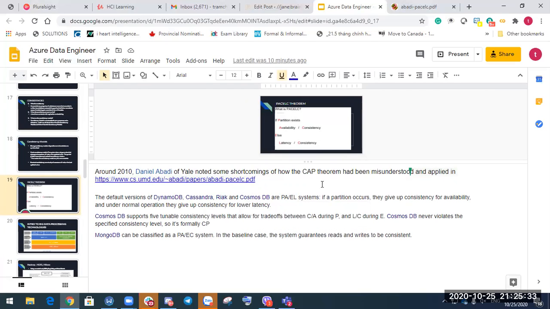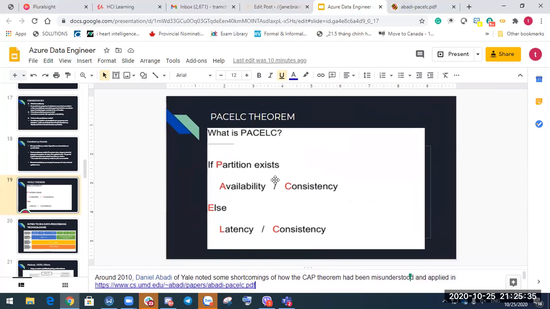So when there is a network partition, they will prioritize availability, and when there is not, they will prioritize latency. That means they give up consistency for availability. It's more important for them to have the system available rather than have the most updated data. That's what it means when you read the letters. Do you guys have questions so far on this?